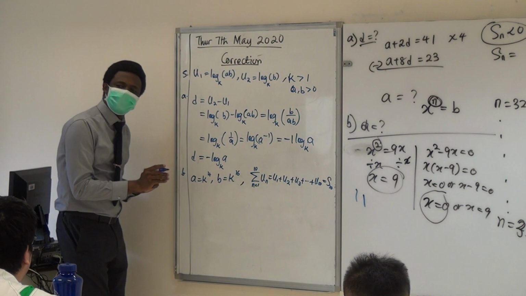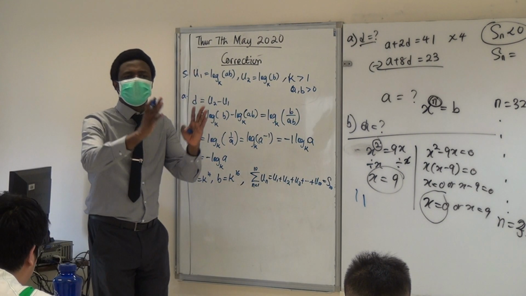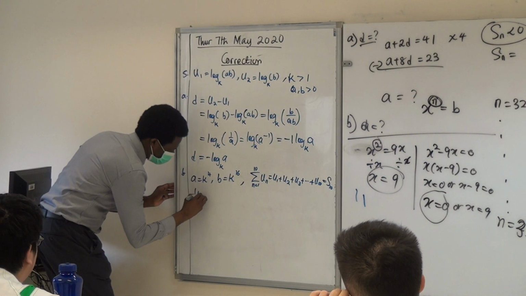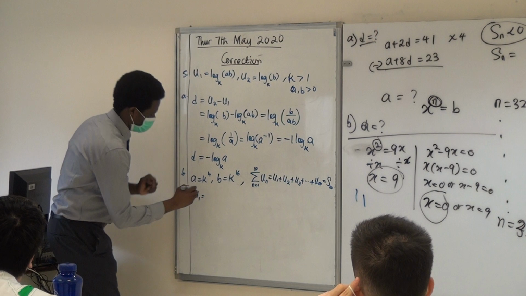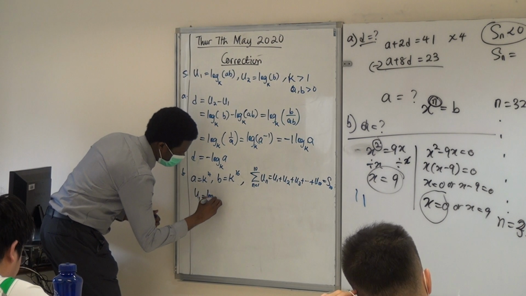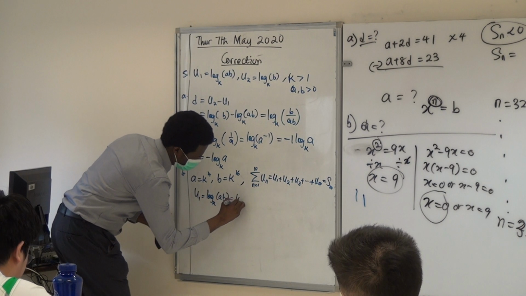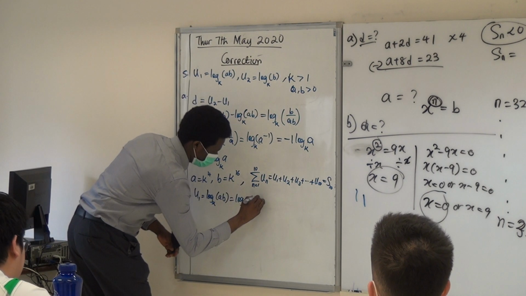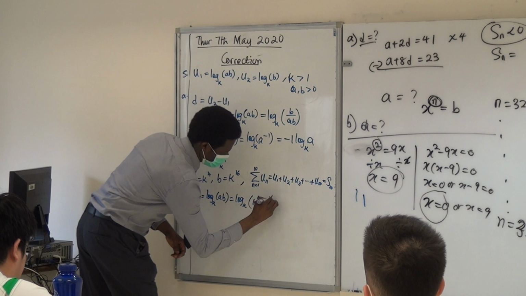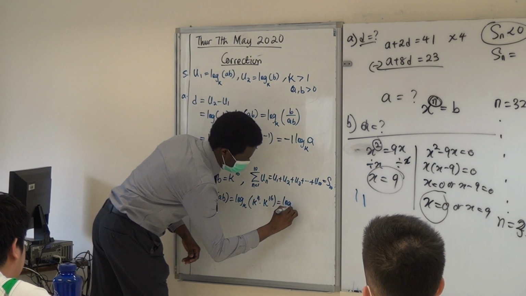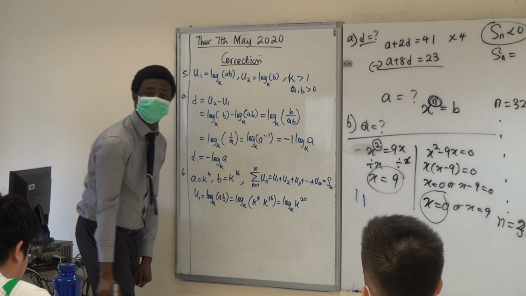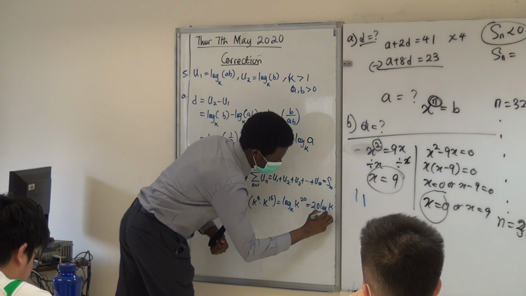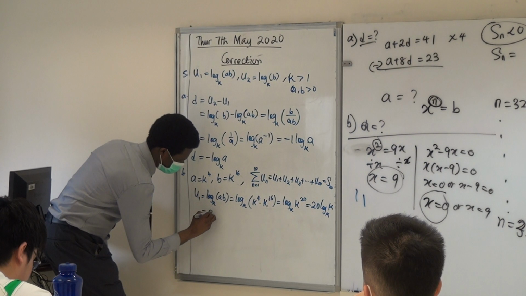So what I recommend is to avoid simplifying logarithm within S10. Do that before you begin. U1 equals log to base K of AB. Our A is K to the power 4, B is K to the power 16, which is simply log to base K of K to the power 20. I will simplify 20 log K to base K, so U1 is actually 20.